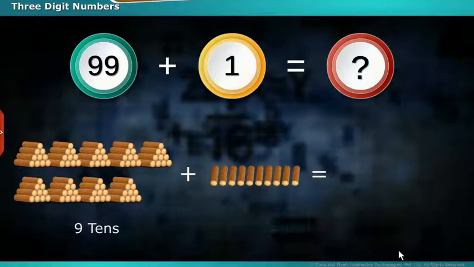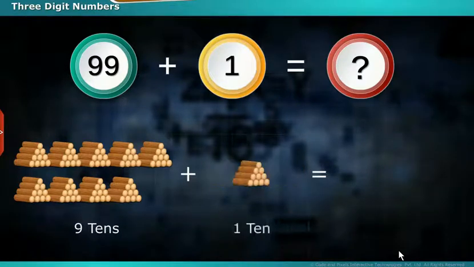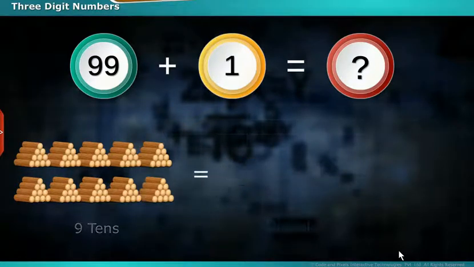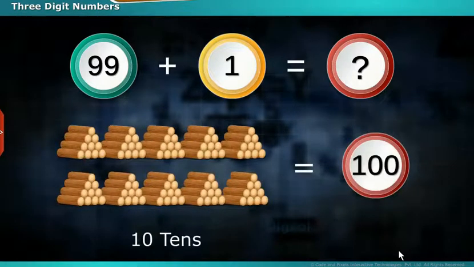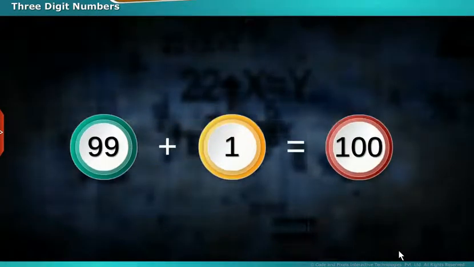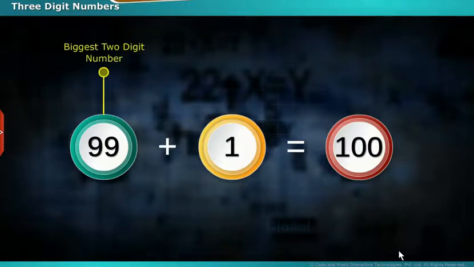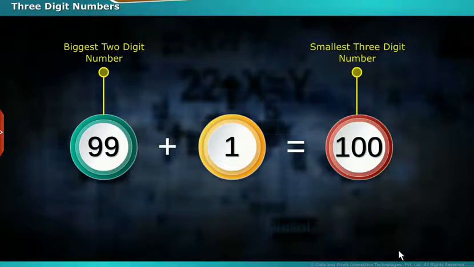By adding the loose sticks in the ones place, we get 10 loose sticks. We know that 10 ones are equal to 1 ten. Here we have 10 tens, which is equal to 100 ones. So, the number 99 plus 1 is equal to 100. Therefore, we can say that if we add 1 to the biggest number with 2 digits, we get the smallest number with 3 digits. It means the first number with 3 digits is 100. So, 100 is the smallest number with 3 digits.